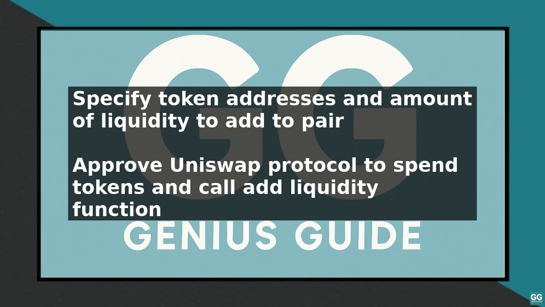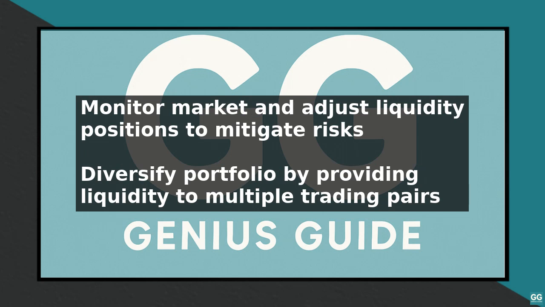It is also important to note that providing liquidity to Uniswap comes with risks, such as impermanent loss, which occurs when the price of one token in a trading pair changes significantly. To mitigate this risk, it is essential to monitor the market and adjust your liquidity positions accordingly.